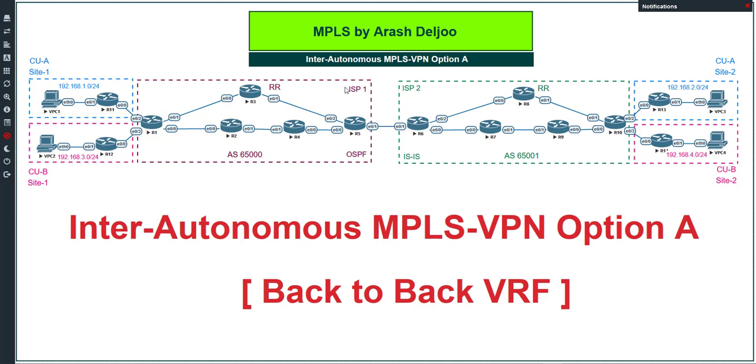Here we have ISP1 and ISP2. ISP1 uses OSPF, ISP2 uses IS-IS. The AS number of ISP1 is 65000, the AS number of ISP2 is 65001. And for customer A, I'm using AS number 65002, for example, and for customer B, I'm using AS number 65003. Okay, this is the initial information about the scenario.